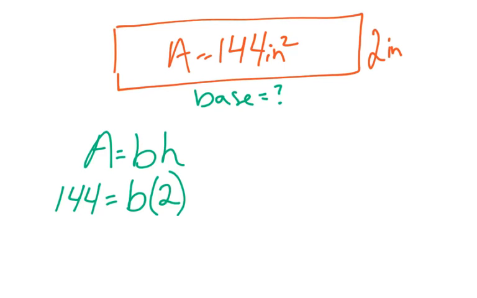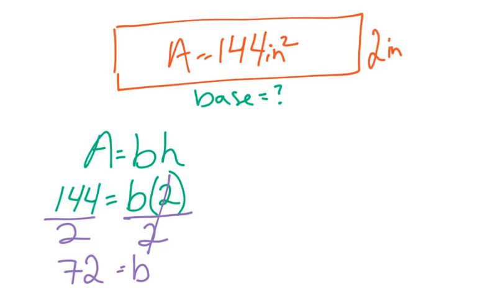This base and the 2 are being multiplied. The opposite of that is dividing by 2. Do it to both sides. This becomes just my plain old base. And 144 divided by 2 becomes 72. Always include your units. Let's think about it.